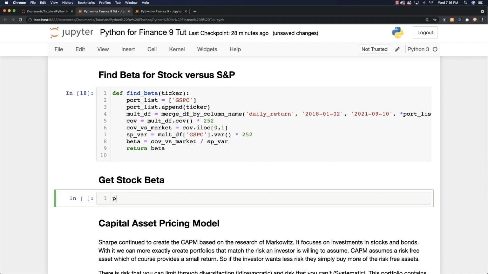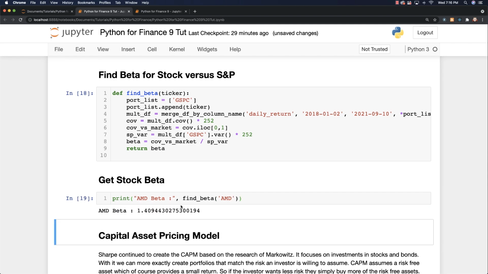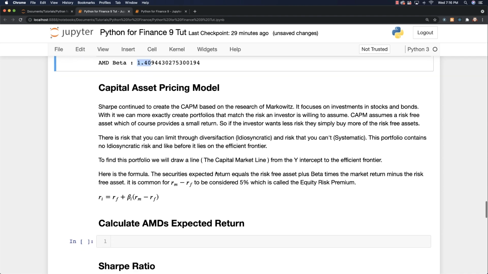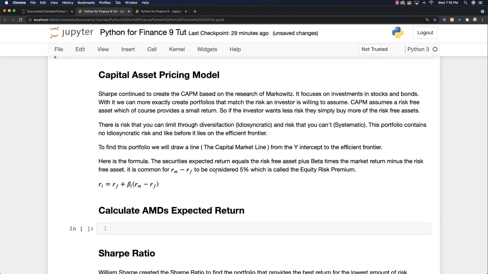Now, if I want to get the stock beta, all I do is I go AMD and beta, and just understand that this is going to be off slightly because beta is normally calculated over a 5-year period. And, you know, things have been a little bit volatile if you haven't noticed. And you can see that AMD's beta comes back as 1.409. All right? And that brings us to the capital asset pricing model. More on beta later. We're going to be calculating beta for entire portfolios.